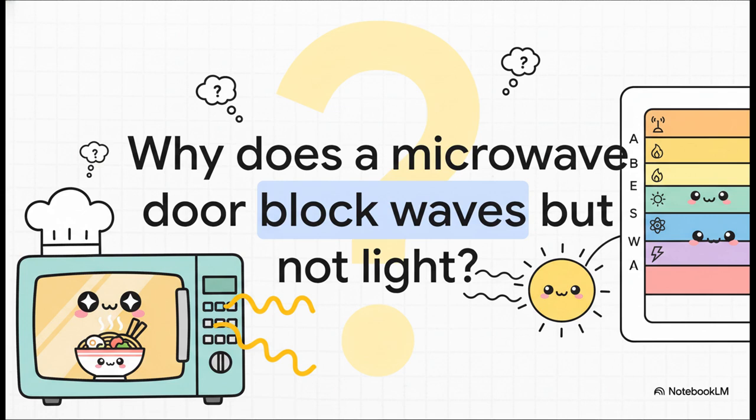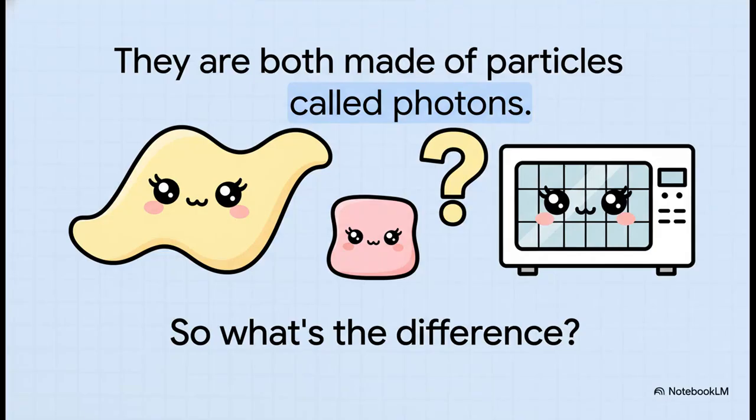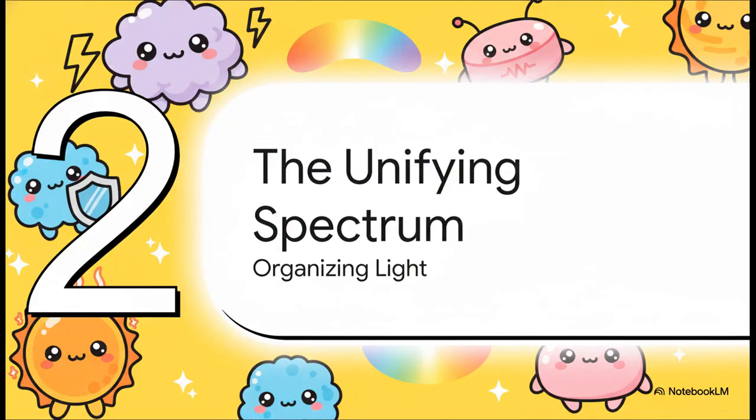How is that possible? I mean, they're both just forms of electromagnetic radiation. They're made of the exact same stuff, particles called photons. So why in the world does a simple metal grid treat them so differently? Well, the answer lies in one key difference between them. And that answer is found in one really elegant, all-encompassing idea that organizes every single type of light, both the stuff we can see and the stuff we can't.